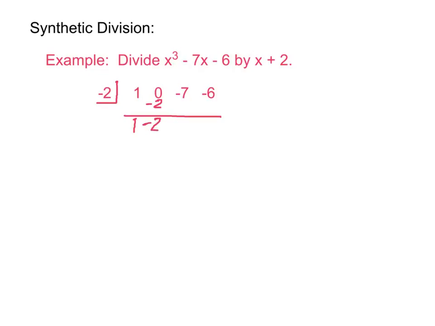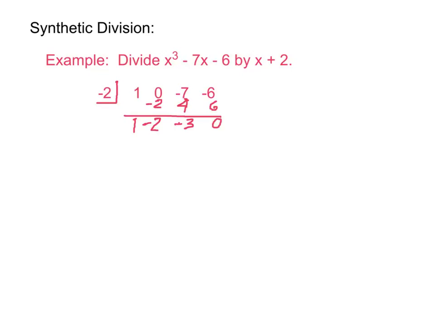Then I multiply this minus 2 times that minus 2, and I get plus 4. I add those two terms, and I get minus 3. I multiply minus 2 times minus 3, and I get plus 6. I add those two, and I get 0 for the remainder. All right? So, what is my result?